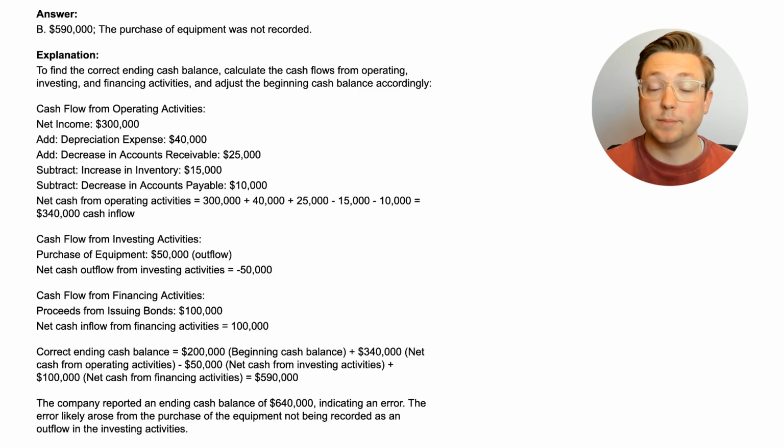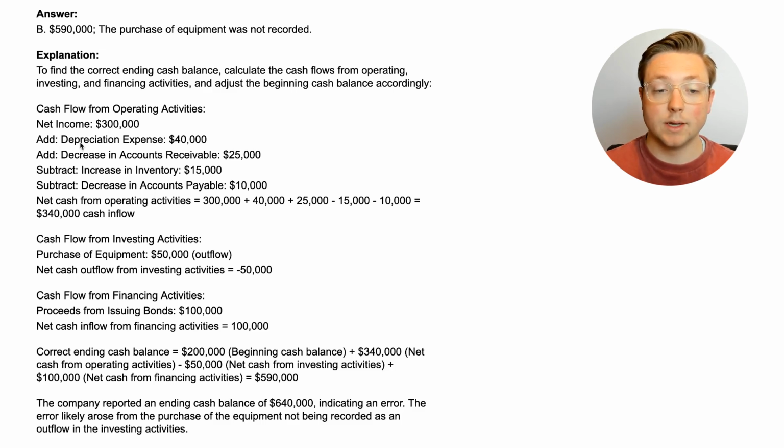All right, the answer is B. It should have been $590,000 of cash, and the reason is because the purchase of equipment was not recorded. So let's walk through this to see how we got there. So first we have to figure out the cash flow from operating activities. And remember, when it comes to operating activities, that's where we have this net income. We start with net income and make adjustments from there.